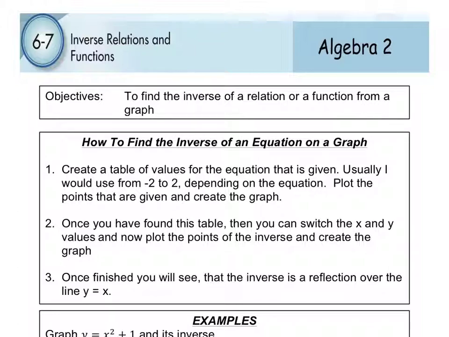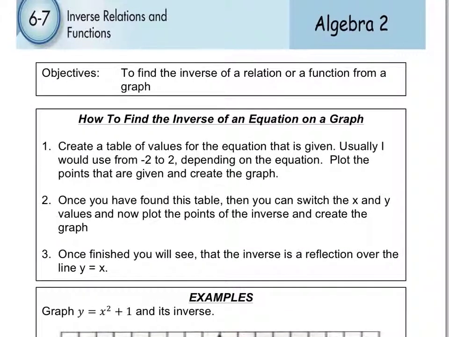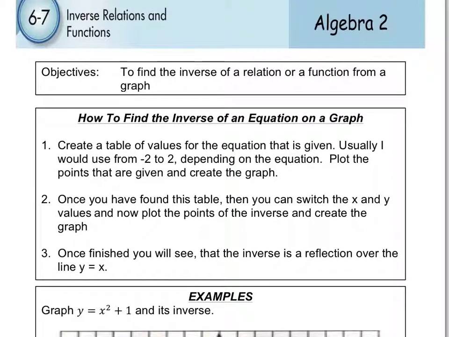Some steps I've put together here give you an idea of what to do on graphing these. First, we want to create a table of values for the equation that's given. Usually I'll use between -2 and +2, but it depends on the equation. For example, if you have square roots, you can't have negatives, so your values are going to change, and you'll see that as we go through examples. Once we find those points, we just plot them to create the graph.